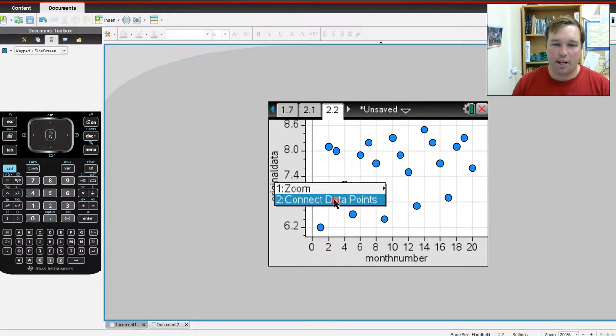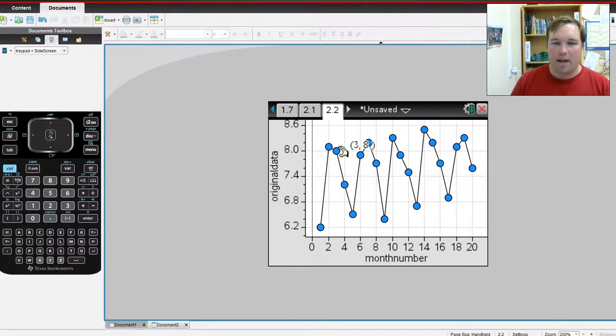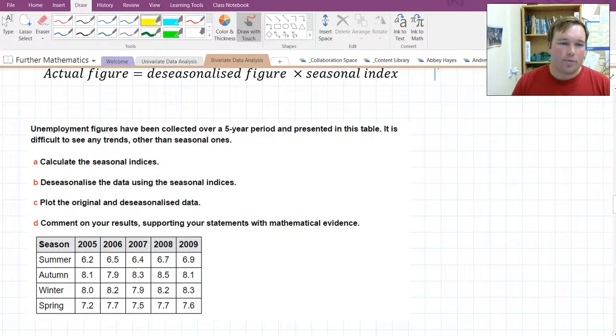If you want to, you can connect the data points. And yeah, you can see there's some seasonality happening, but it's hard to see a trend. Alright, so what we're going to do is calculate the seasonal indices, then deseasonalize the data using the seasonal indices, then plot the original data against the deseasonalized data, and make a comment. So here we're going to essentially work through to take out the effect of seasons.